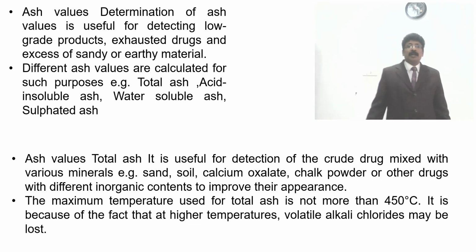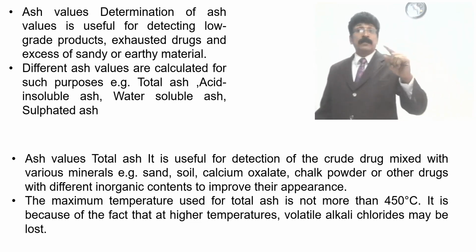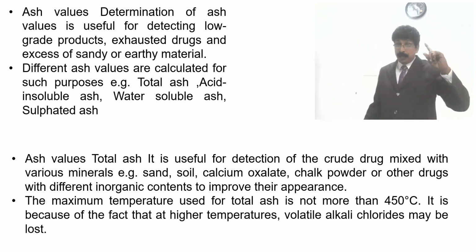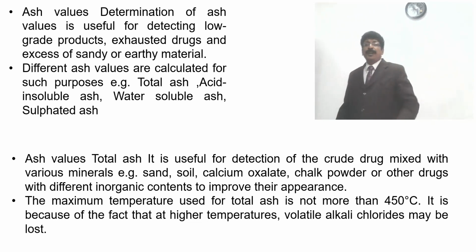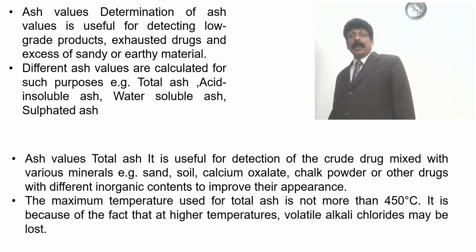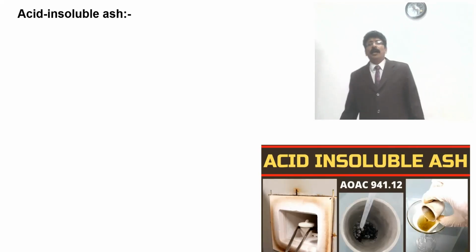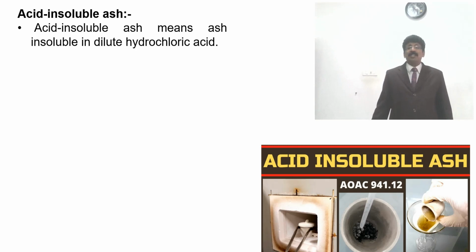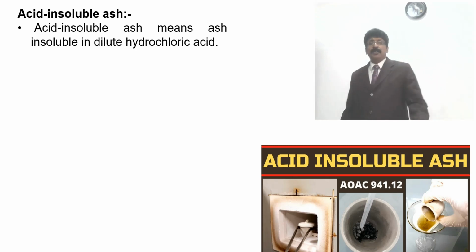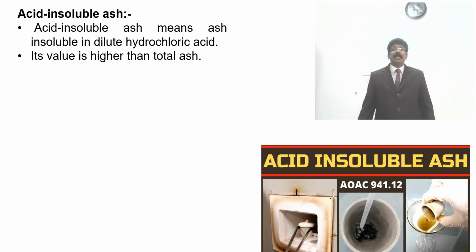The maximum temperature used for the total ash value is not more than 450 degrees centigrade. I told you 600 degrees, up to that you can heat, but the maximum allowed is 450 degrees centigrade. It is because at higher temperature volatile alkali chlorides may be lost. And this is about acid insoluble ash: you keep it in the chamber, and then dilute hydrochloric acid is added. The value is lower than the total ash.